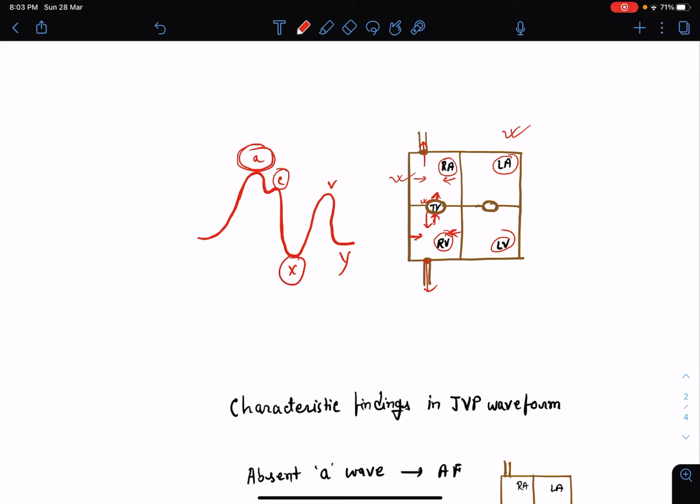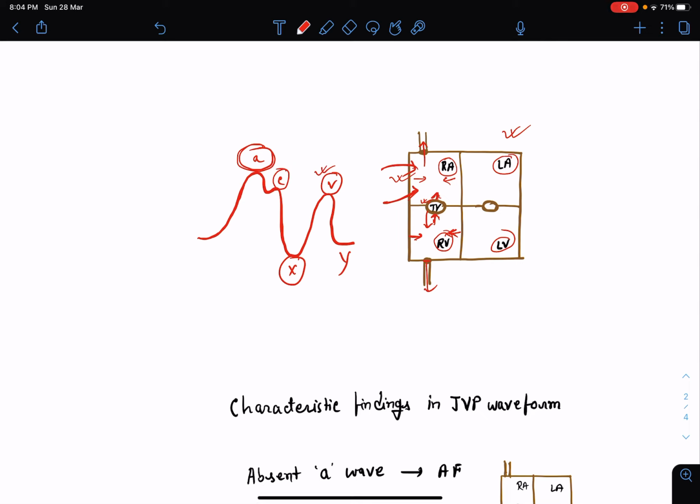Now why is there a V wave? After the atrial relaxation, the next thing will be the filling of the right atria. There will be blood from the superior and inferior vena cavas which fill up the right atria, and because of filling of blood into the right atria, there will be increased pressure in the right atria, which will again be reflected back into the jugular vein, resulting in the positive V wave.